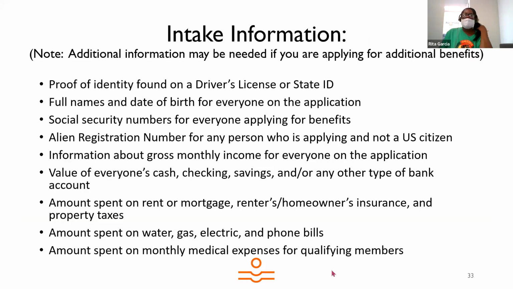So the intake information. Proof of identity found on a driver's license or state ID, your full name and date of birth for everyone on the application, social security numbers for everyone applying for benefits, the alien registration number for any person who's applying and not a US citizen, information about gross monthly income for everyone on the application, value of everyone's cash, checking, savings, and or any type of bank account, the amount spent on rent or mortgage, renters and homeowners insurance, as well as property taxes, any amount spent on water, gas, electric, and phone bills, and amount spent on monthly medical expenses for qualifying members.